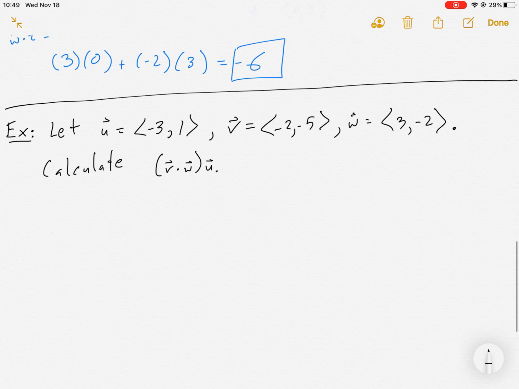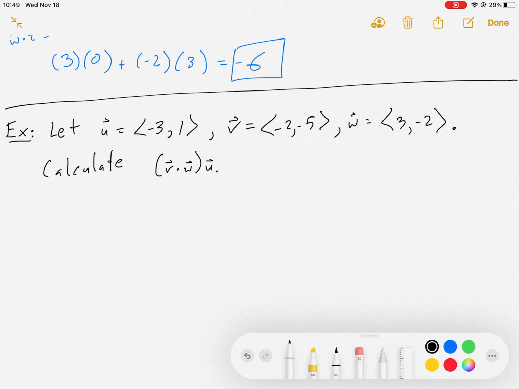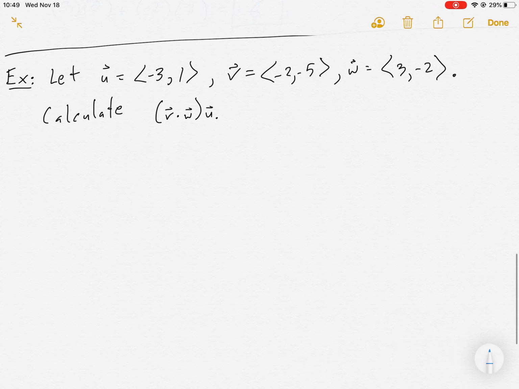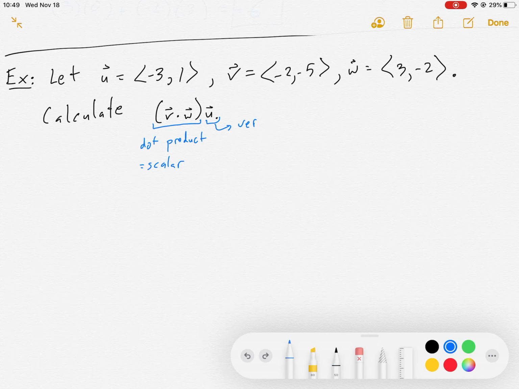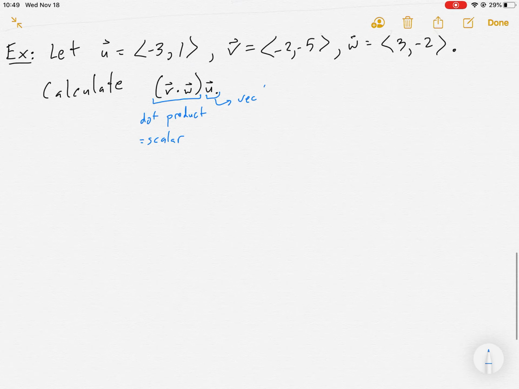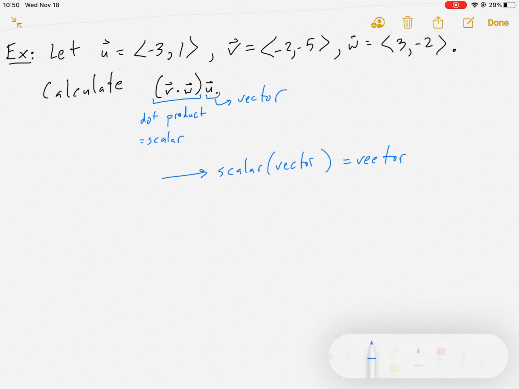At first glance, this is a little bit strange because there's a dot in there for multiplication of vectors, and then there's regular multiplication of a scalar times a vector. So notice that this is the dot product, and that's going to give me a scalar quantity, and this is a vector. So at the end of the day, I am going to end up with a scalar times a vector, which, if you look back in section 6.3, is going to give me a vector. So your final answer should actually be a vector.